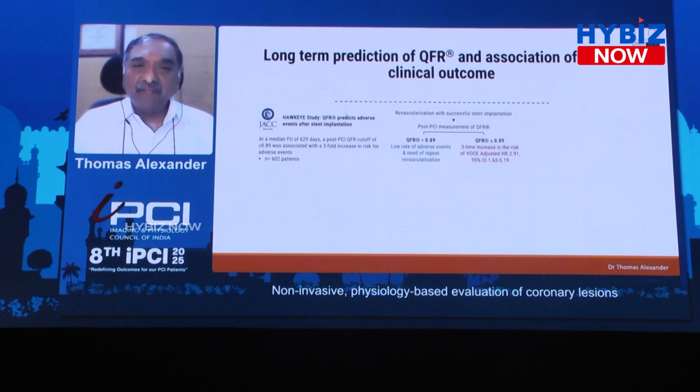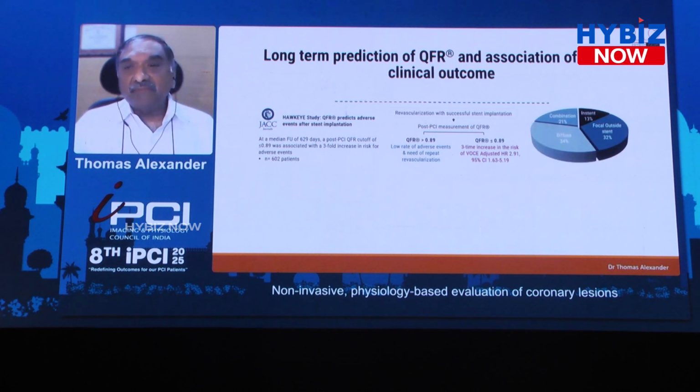This is from the HAWKEYE study, which showed that if you have a QFR at the end of your procedure above 0.89 or 0.9, and it's below that, there's a three times higher risk of vessel-oriented MACE, and therefore one has to get a QFR at the end of the procedure.